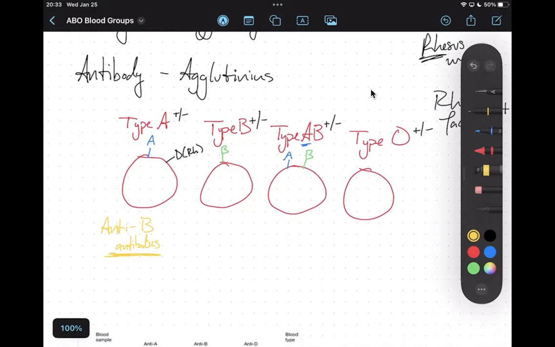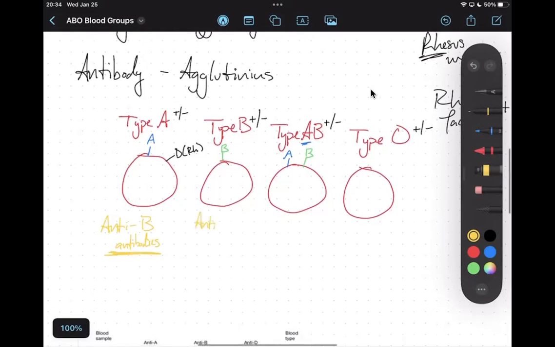So if type A blood has anti-B antibodies against type B, what does type B have? Type B has anti-A antibodies, because it is opposite. So if type A blood is introduced into somebody with type B blood, their anti-A antibodies will attack those A antigens. So if we have type AB blood, what type of antibodies do you think we'll have?